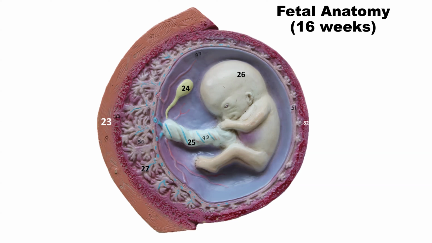And decidua just means to fall away. So this is the capsule surrounding the fetus. And decidua basalis would be down where 33 is, which is next to 23. But decidua capsularis is that part of the endometrium that's covering the amniotic sac.